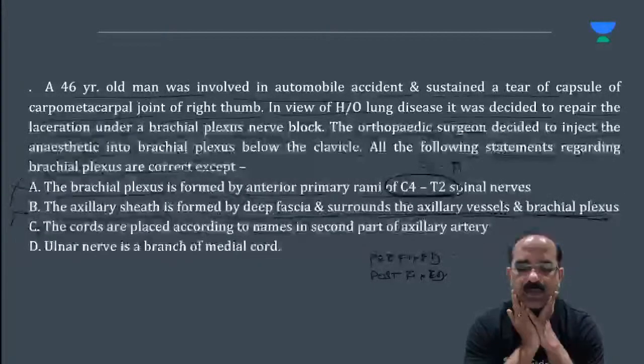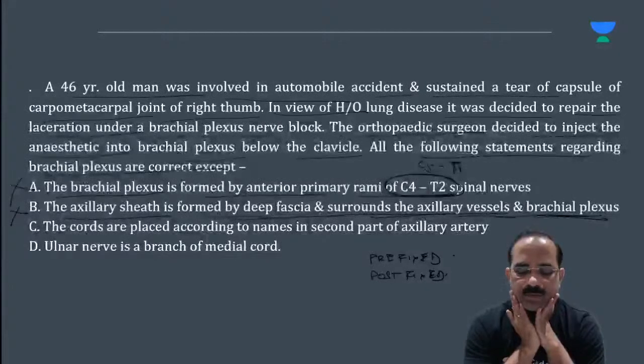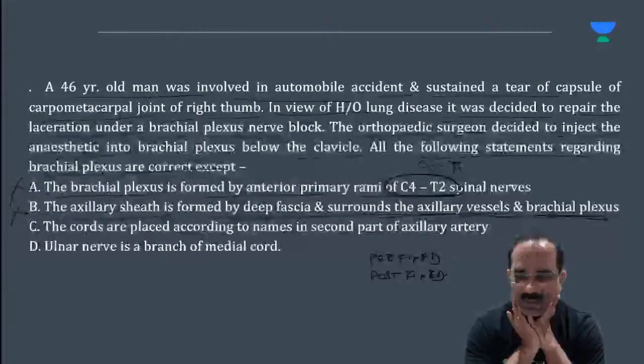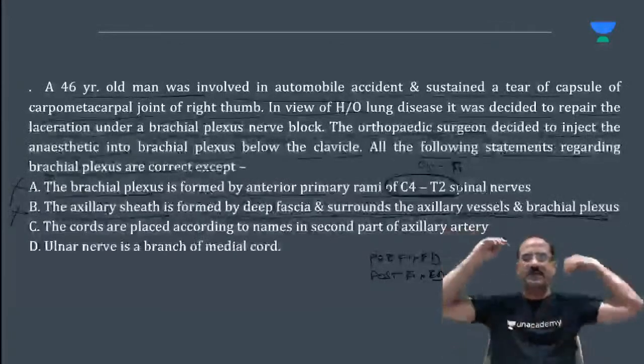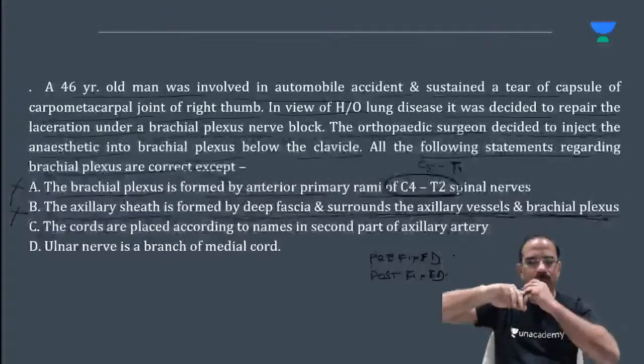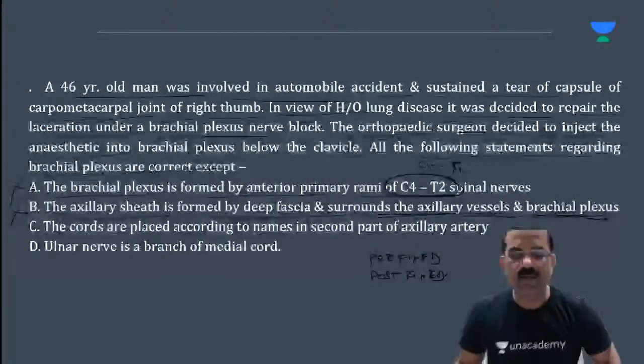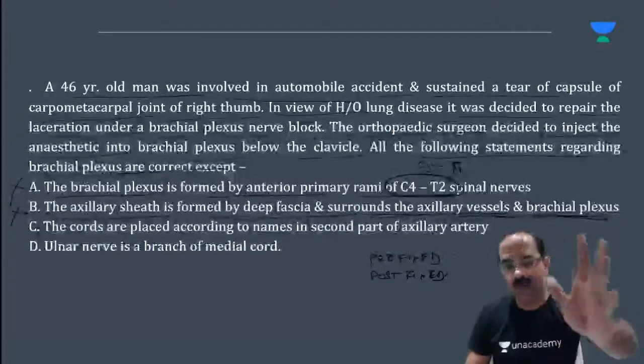What is wrong in option B? Let me see if you can answer this. Anyone? Something is wrong, I'm telling you. Tell me now. Okay, tell me, this axillary sheath, which fascia of the neck is it derived from? Can anyone tell me? Axillary sheath is derived from which fascia of the neck?